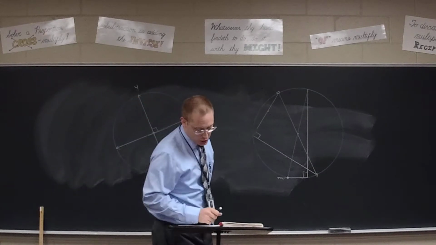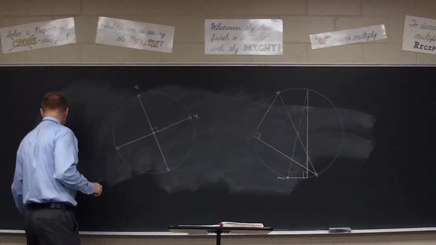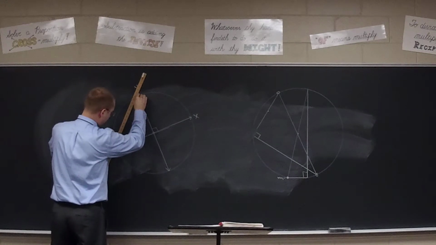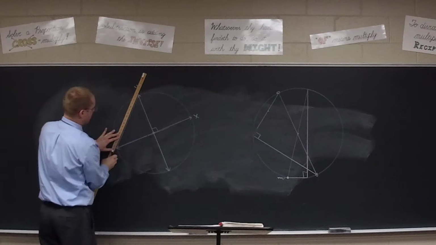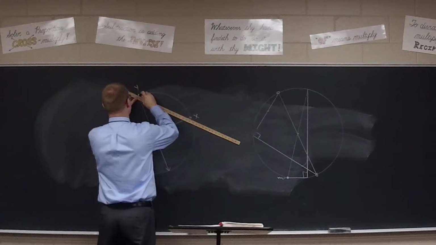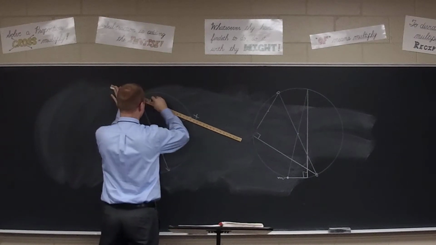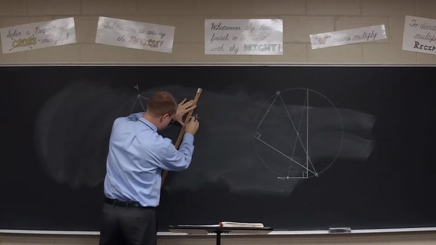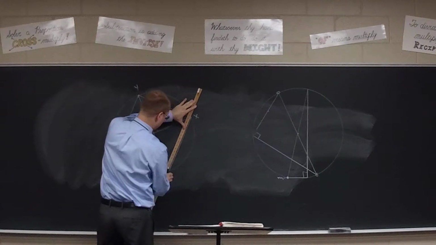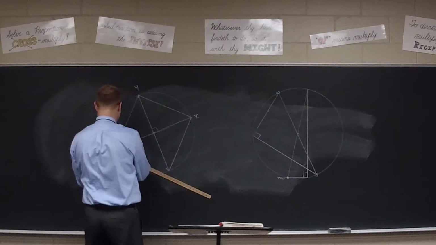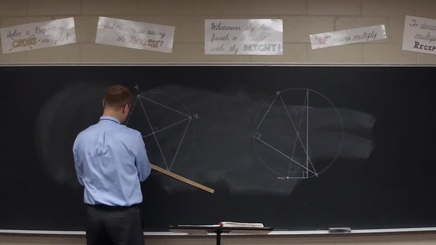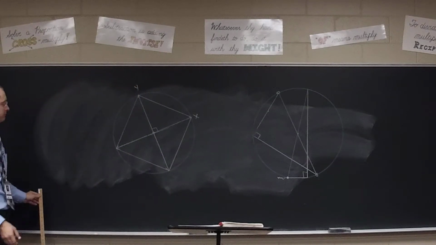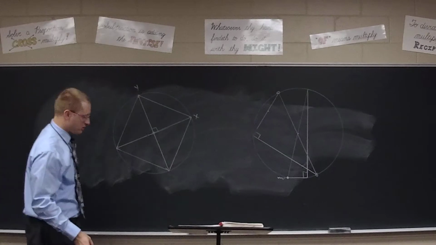And it says, join the ends of these diameters. So connect the ends of these diameters. All of them? Yep, all the way around. And what do we get? Appears to be a square.